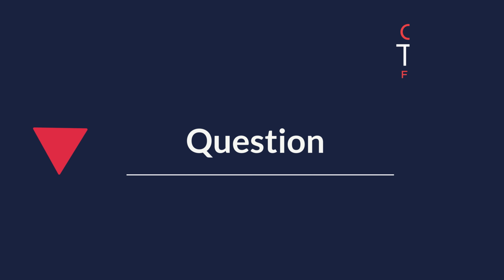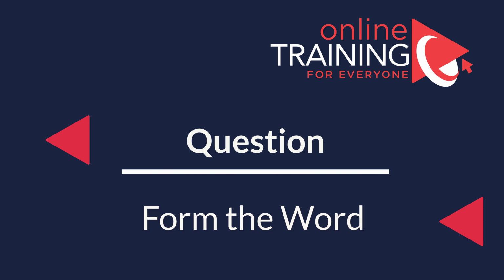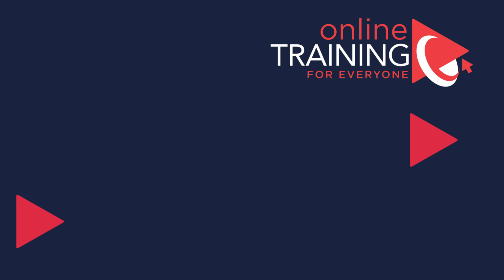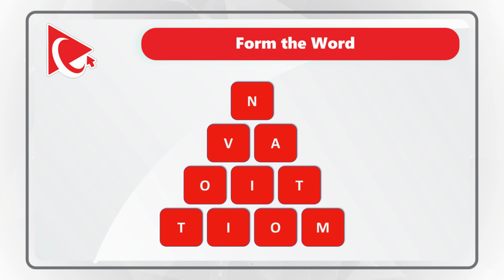One of the very hard challenges is forming words using a certain number of letters of the English alphabet. In this question, you're presented with 10 letters, and you need to form the word using all the letters only once. The letters are N, V, A, O, I, T, and T, I, O, M.